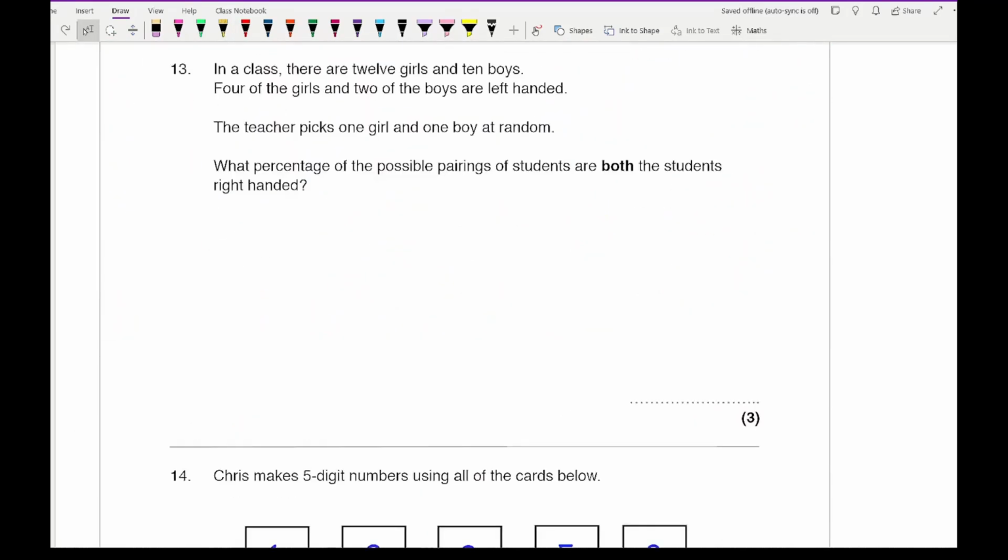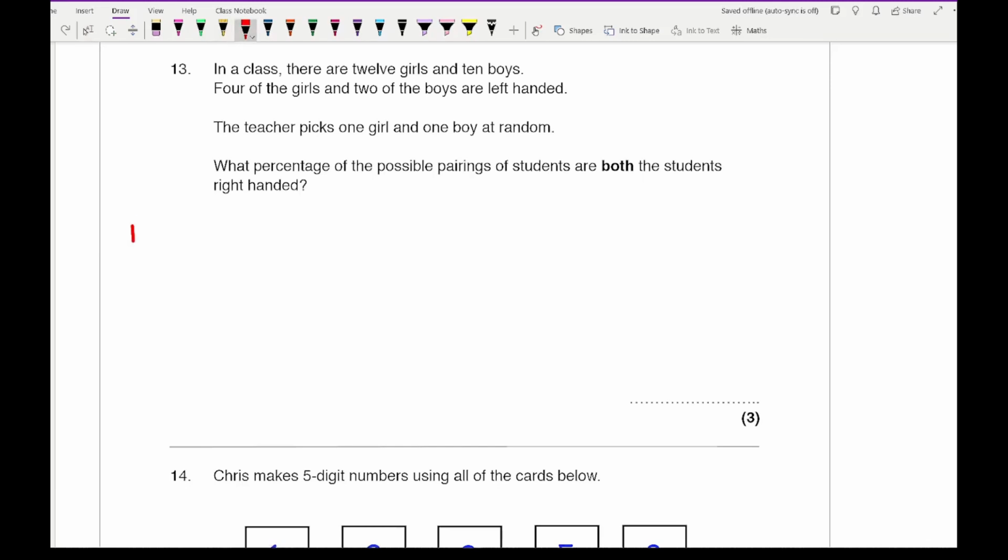So moving on to question 13, it says that in a class there are 12 girls and 10 boys. 4 of the girls and 2 of the boys are left-handed. A teacher picks 1 girl and 1 boy at random. What percentage of the possible pairings of the students are both students who are right-handed?